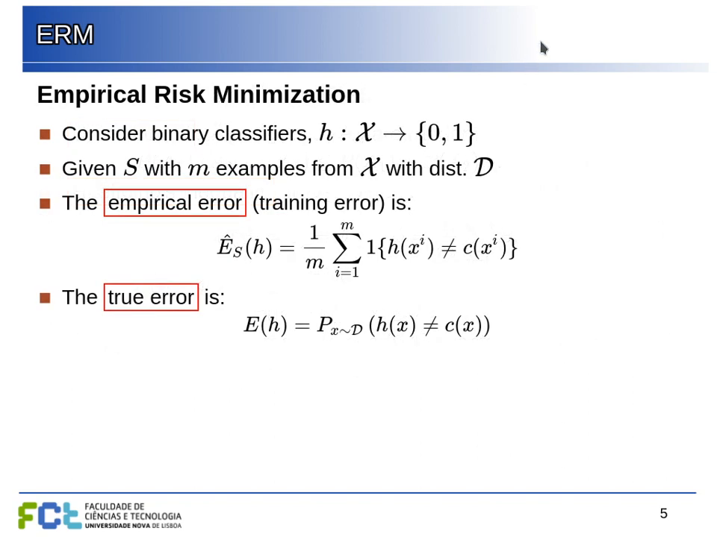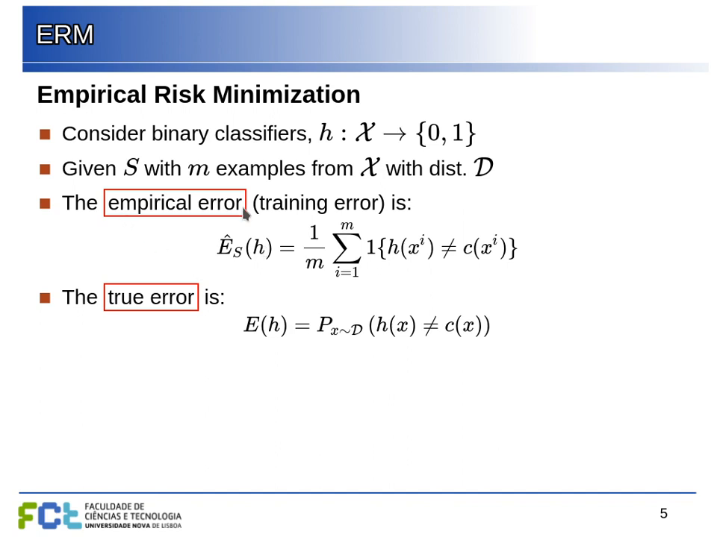So let's look a bit more formally at what we've been doing so far, this empirical risk minimization. We have a set of hypotheses that are binary classifiers that take some input x and output 0 or 1 depending on the classification. We have a sample of m examples taken from this universe with this probability distribution, which is basically the probability of picking examples at random and getting ones like those that we have. Let's assume this is always the same probability distribution, that is, we are always sampling the universe the same way.